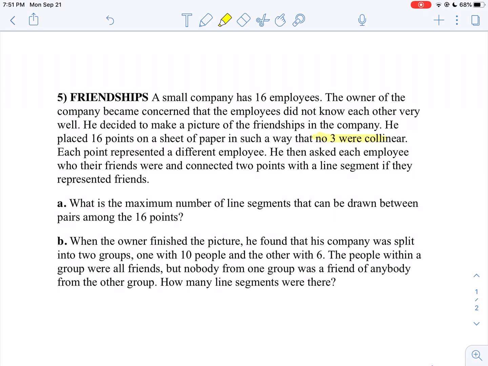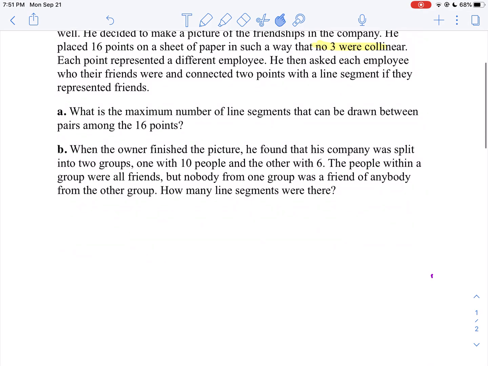Part A. What is the maximum number of line segments that can be drawn between pairs among the 16 points? Well, let's say every employee knows everybody else. Since they can't be in a line, let's make a circle, because 2 points can be in a line, but we can't have 3 points. I think the easiest way to represent that is with a circle.